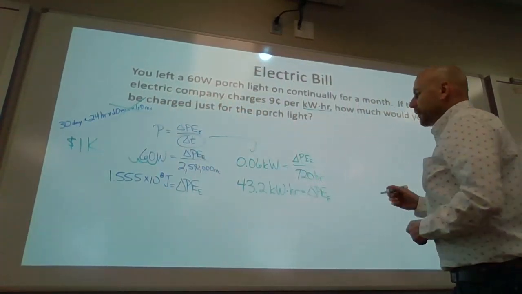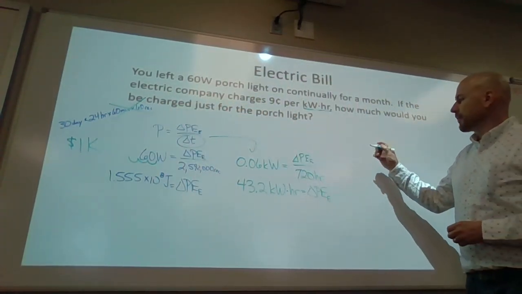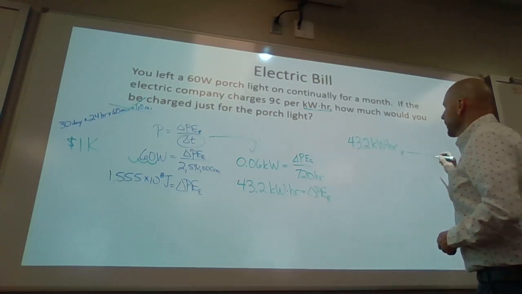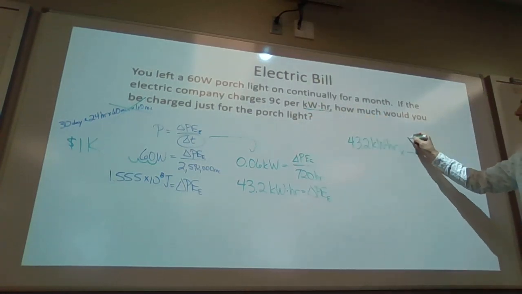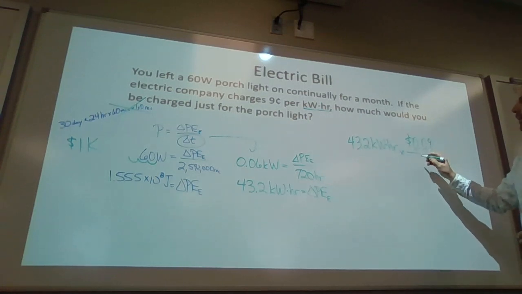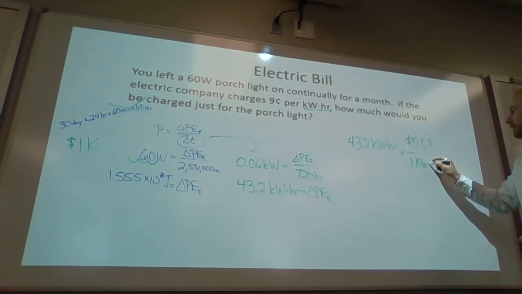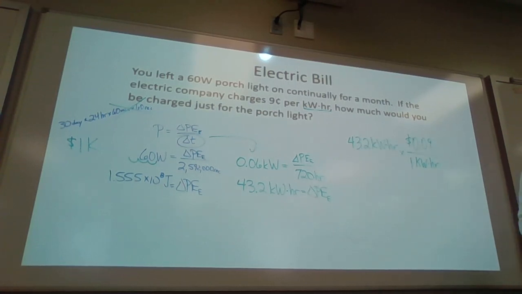Using that, we can figure out how much our bill is. I've got 43.2 kilowatt hours times this rate, 9 cents per kilowatt hour, meaning 9 cents for every 1 kilowatt hour. And that ends up being $3.89.